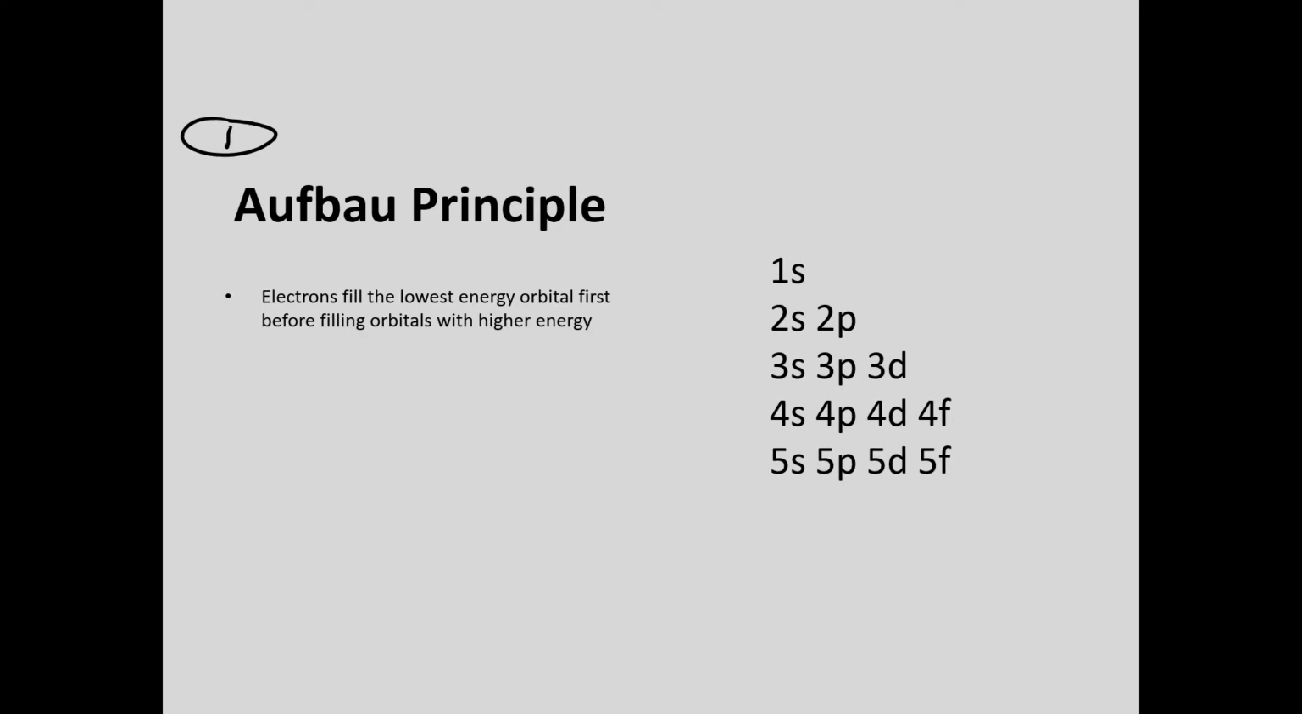It is because of the Aufbau principle. Sometimes questions will ask which principle you follow when arranging electrons. So you have to know that we have only three principles: Aufbau, Hund's, and Pauli exclusion. The Aufbau principle says that electrons fill the lowest energy orbitals first before filling the orbitals with higher energy.